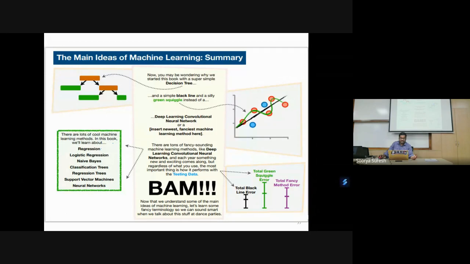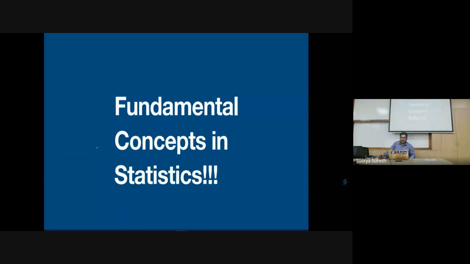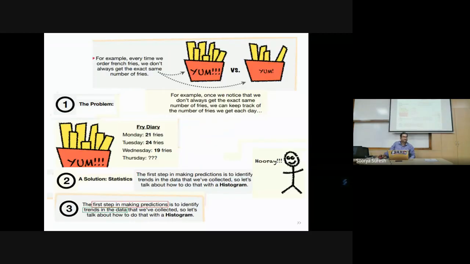So we are going to study regression, logistic regression, naive Bayes, classification trees, regression trees, and neural networks. So these are the things we are going to study now with the help of a mathematical setup. So, fundamental concepts in statistics.